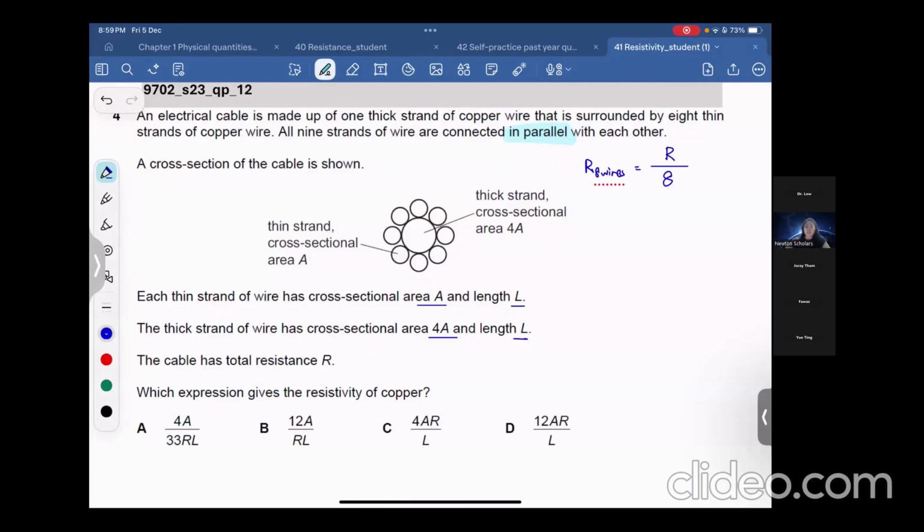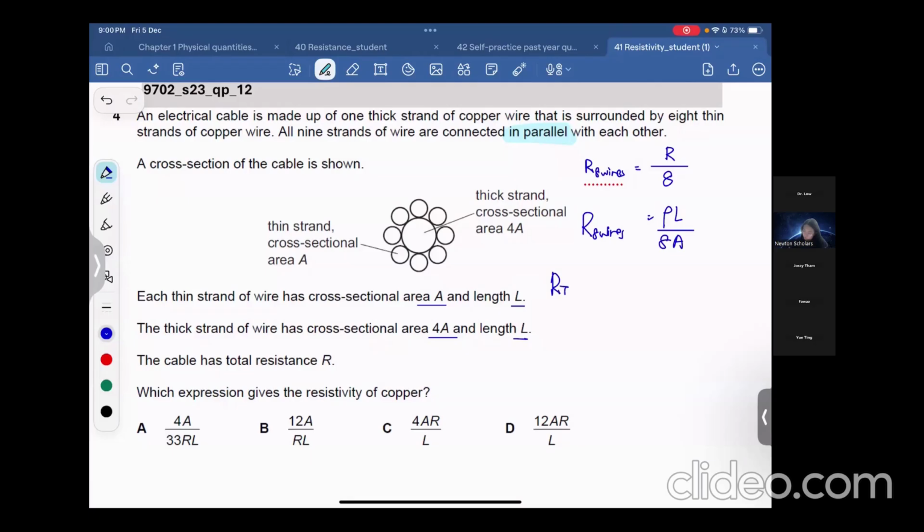Shortcut way. In total we have 8 connected in parallel. Let's say each of them is R. So R over 8. Then resistance is rho L over 8A, since resistance is rho L over A. So this one is the resistance for the 8 wires.